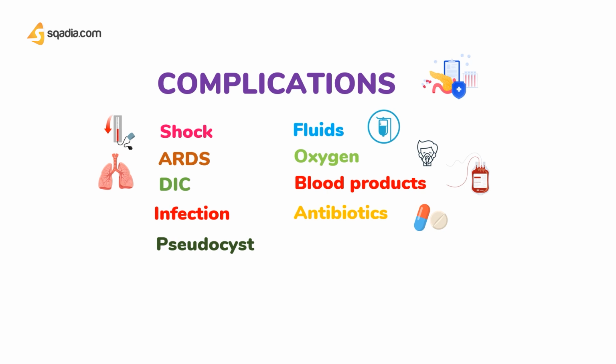Next is pseudocyst. As we have seen, encapsulated fluid collection can occur after an acute attack of pancreatitis. It is called pseudocyst because it does not have a true epithelial lining. So if a pseudocyst has developed, that you will find out on CT scan, you will have to provide percutaneous drainage. And again, if there is abscess, you have to give antibiotics plus percutaneous drainage again.